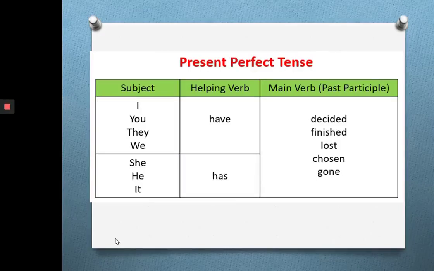You have finished. Also regular verb with the ed ending. Or we have lost. Mi smo izgubili. Lost is past participle form of the verb lose. For the third person singular, he, she, or it, we have example, she has finished. Ona je završila. Or it has gone. It has chosen. Chosen and gone are also irregular verbs, and this is their past participle form.